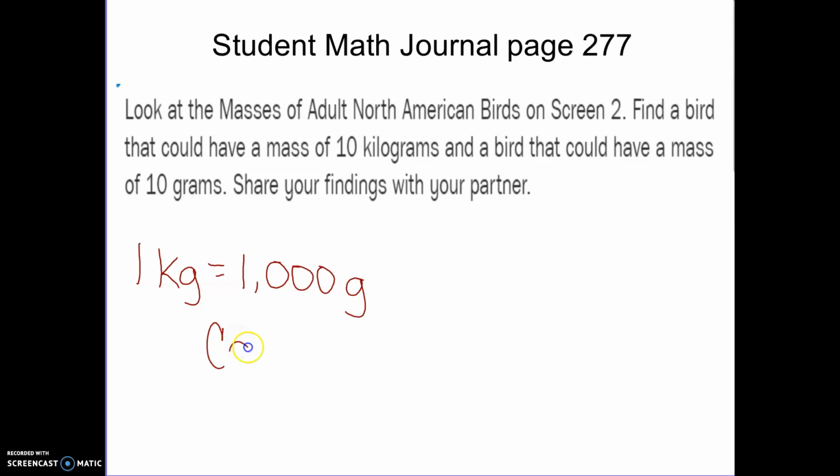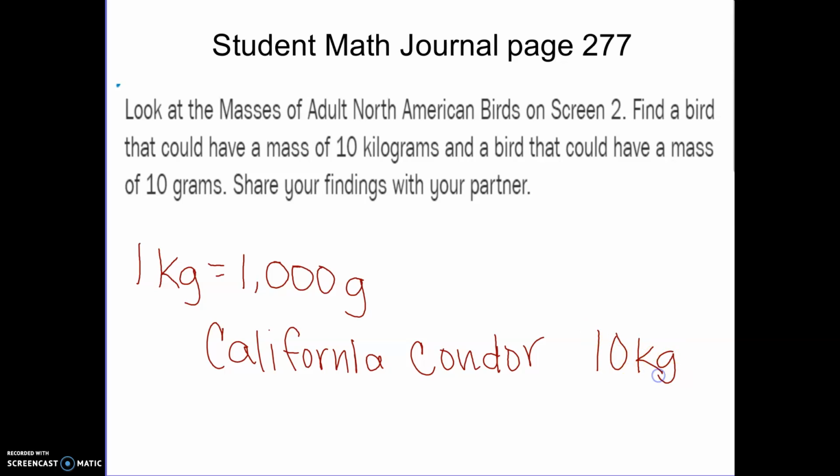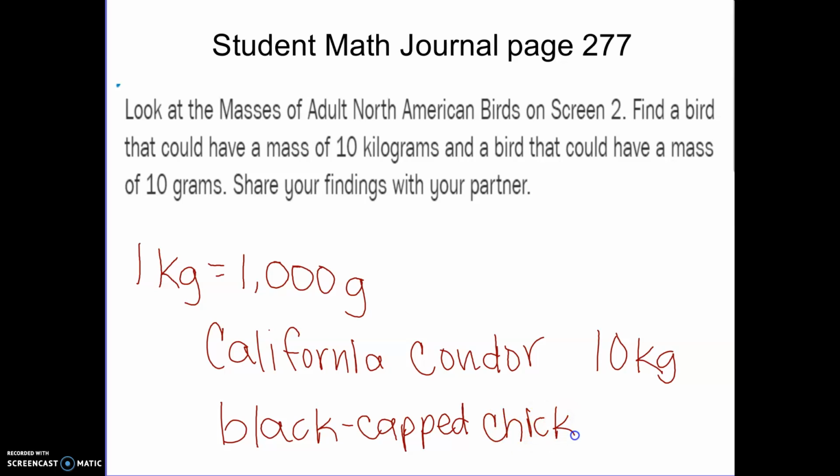Well, did you find that the California condor could be 10 kilograms and the black-capped chickadee could be 10 grams. It's a very tiny bird, that black-capped chickadee.